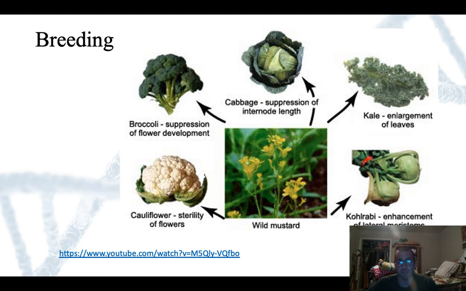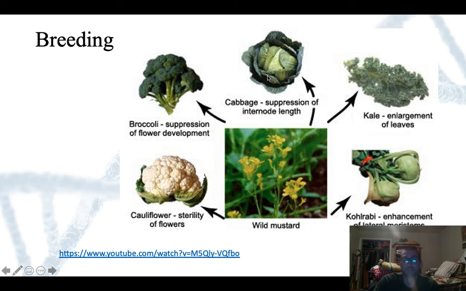Right? For example, here is wild mustard. This is a single species, wild mustard. All of these that you see here are all the same species, right? And they've all derived from mustard. We have just bred them for different characteristics, right? So with cauliflower, we bred wild mustard to have sterility of flowers, and it results in cauliflower. Broccoli, we bred for suppression of flower development, which gives us the characteristics that we see in broccoli.